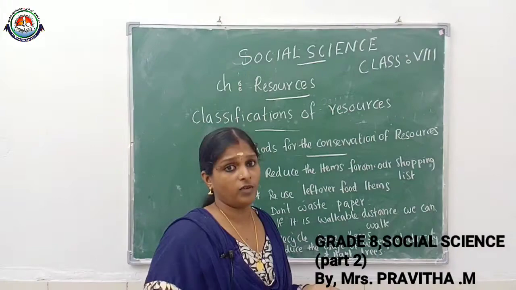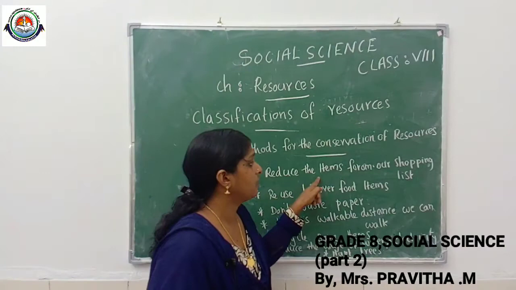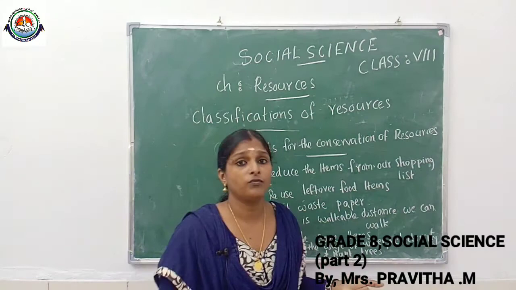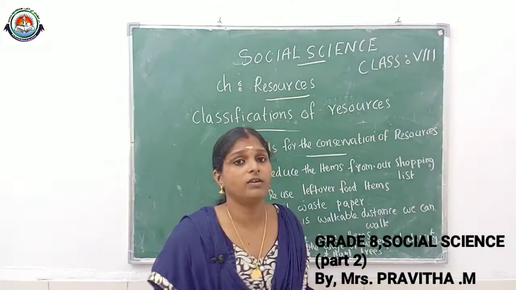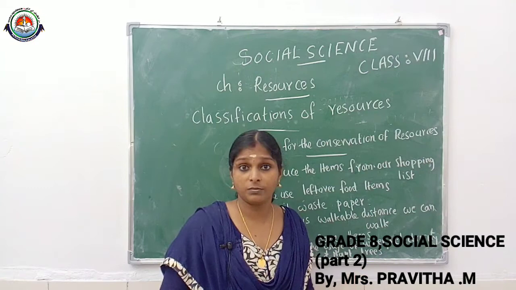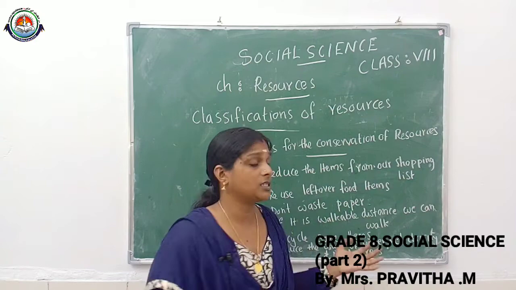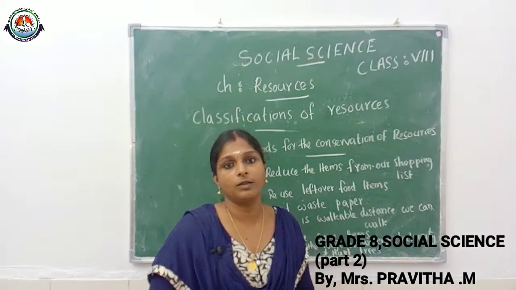First one children, I told you, we can reduce the items on our shopping list. While we are going shopping, we will buy many things. We don't look at what we are seeing, we buy everything. Actually children, all these items we get directly from nature, and we exploit many natural resources for making them. So if we reduce the items on our list, many resources will be conserved.